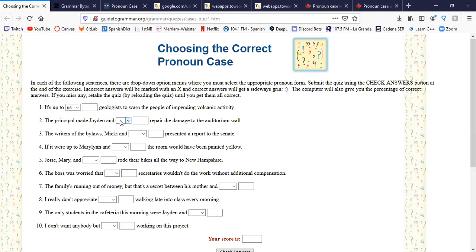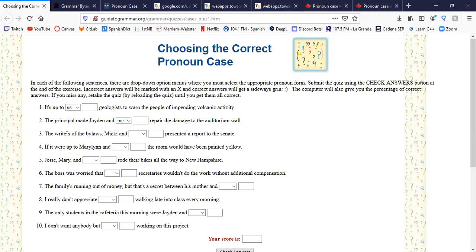Number two: The principal made Jaden and blank repair the damage to the auditorium wall. Here we have I and me. Choose which one you think is the correct answer. Again, pause the video and I'll wait 5 seconds. The correct answer here is me, because both Jaden and me are the direct objects of the verb made. The principal made Jaden and me repair the damage to the auditorium wall.